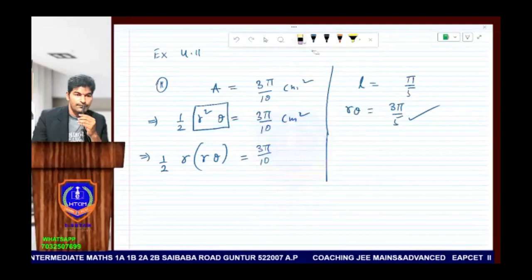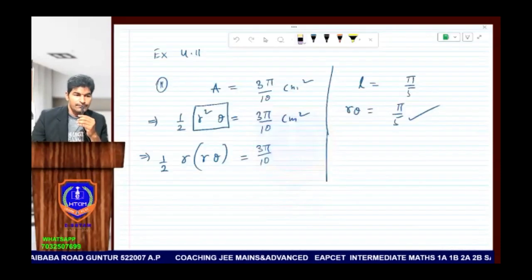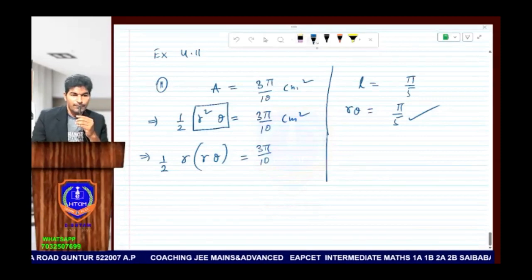The length of the arc cut off by the sector is pi by 5. Find the angle subtended at the center of the circle and the radius of the circle. Okay, it's pi by 5. Now it is correct, right?